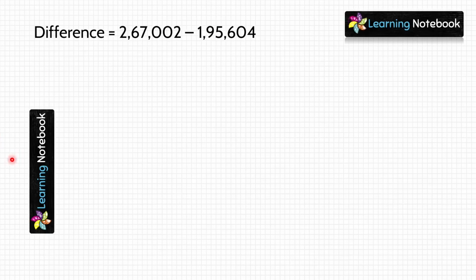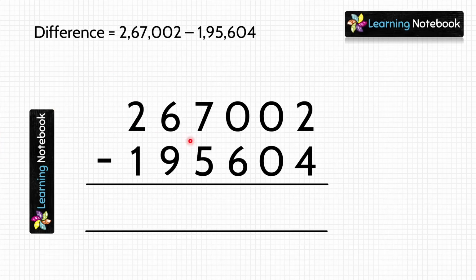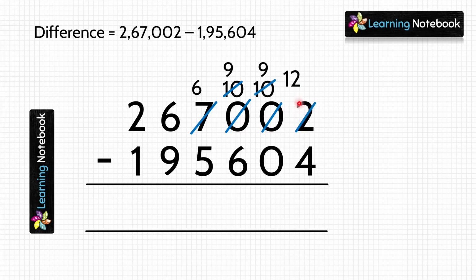So, to subtract these two large numbers, let's write them in column form and then start subtracting them from ones place. 2 is weaker than 4. So 2 takes help of 7. So 7 becomes 6. Then the 0 becomes 10. Then 10 becomes 9. And in this way we keep on borrowing until this 2 becomes 12.